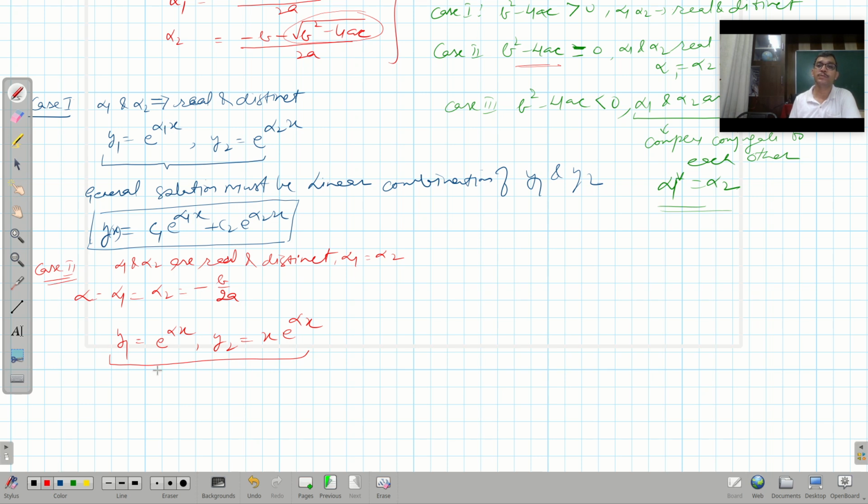But it is possible when there is a repeated root, right? So the general solution is a linear combination of these two possible solutions. That means y, which is a function of x, can be written as c1 e raised to power alpha x plus c2 x e raised to power alpha x. This can be written as c1 plus c2x, times e raised to power alpha x. So this is the solution of the given equation.